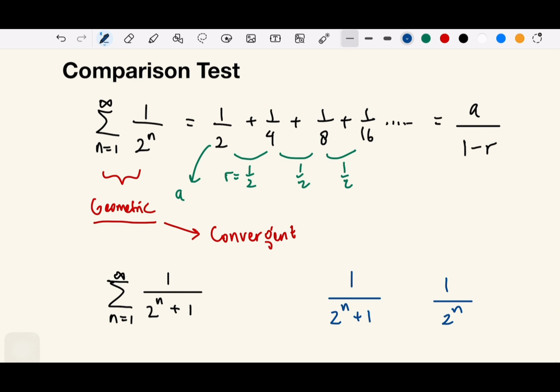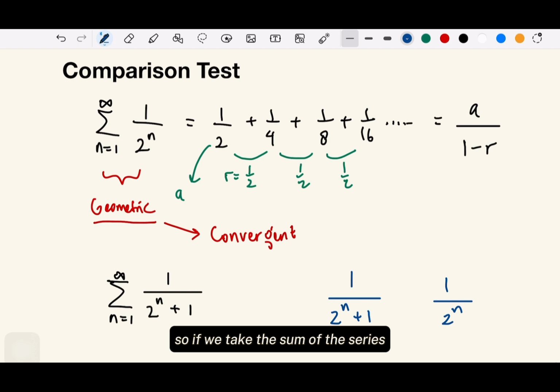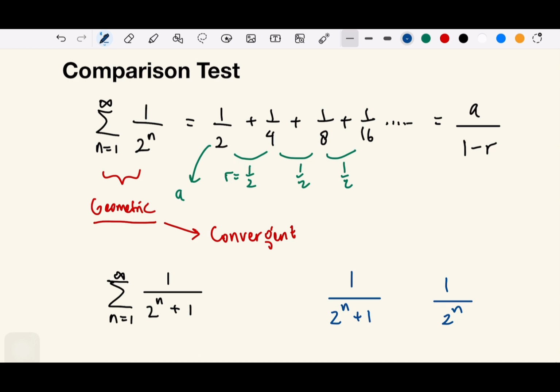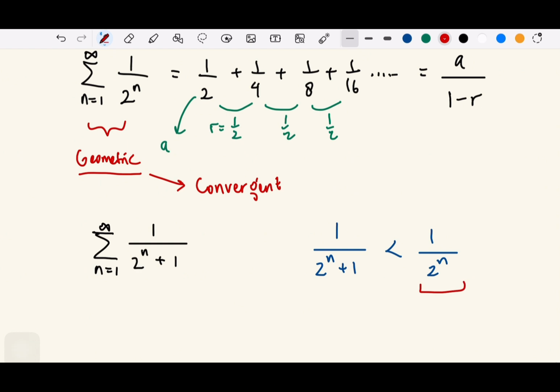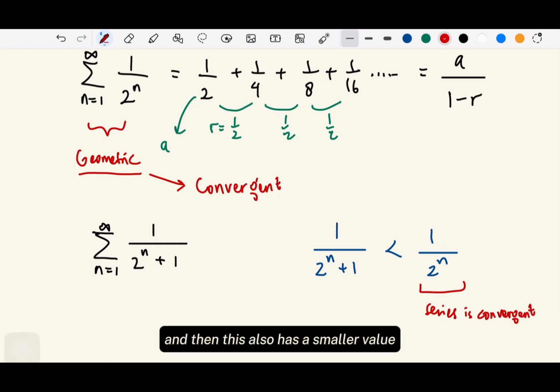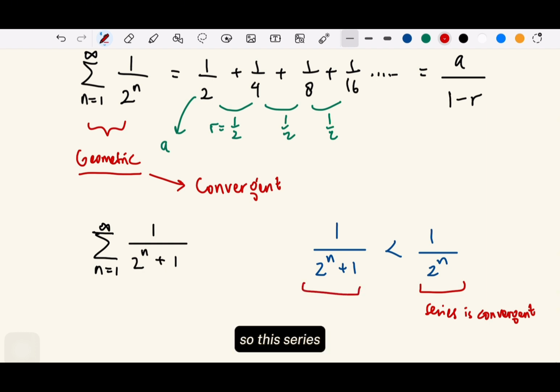So if we take the sum of the series, if this is convergent, this must be convergent. If we know that this is less, and this series is convergent, then this one also has a smaller value, so this series is also convergent.